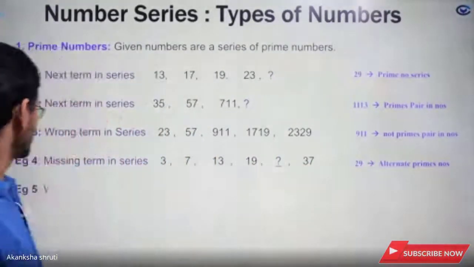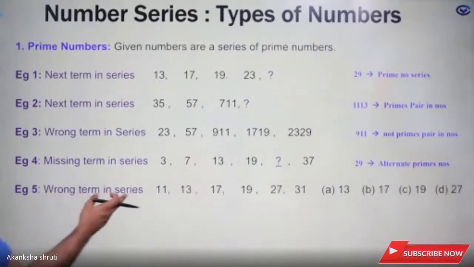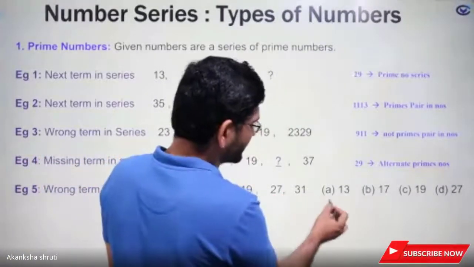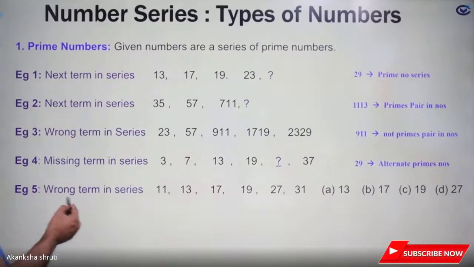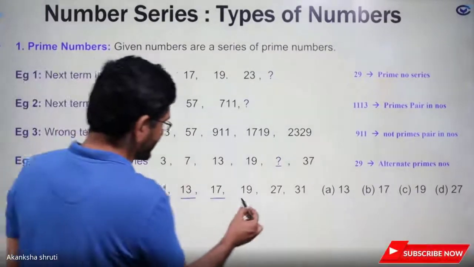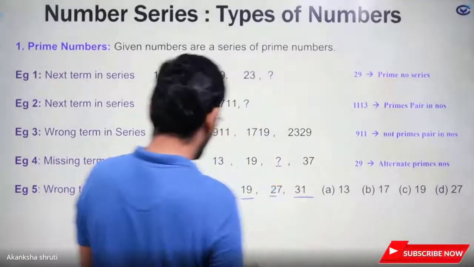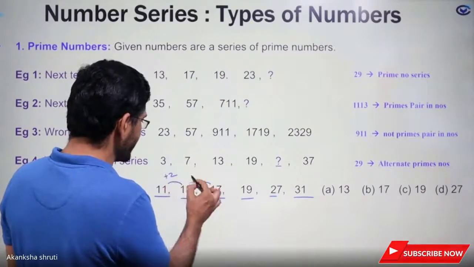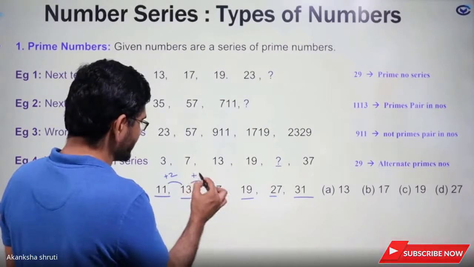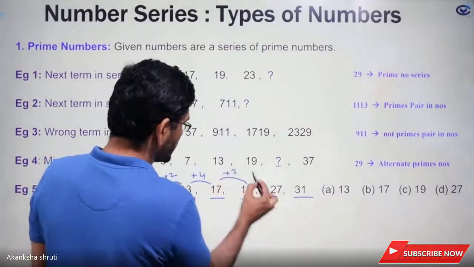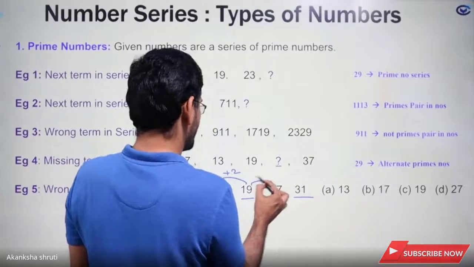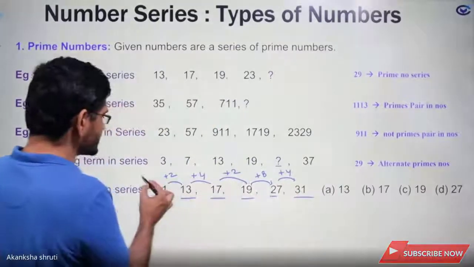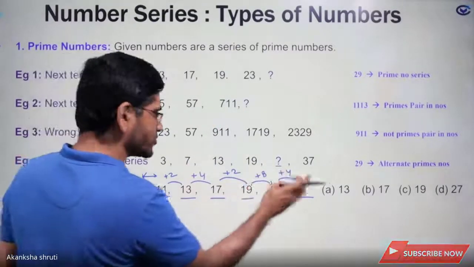Keep in mind, you have to search. One more question: find the wrong term in this series: 11, 13, 17, 19, 27, 31. So let us come to question number 5. Here we are observing, if we consider the differences, it is 2, then 3, and 13 to 17 is 4, then plus 2. But here the variation is plus 8 and plus 4. So this difference is not at all uniform. So do not take any clue from it.